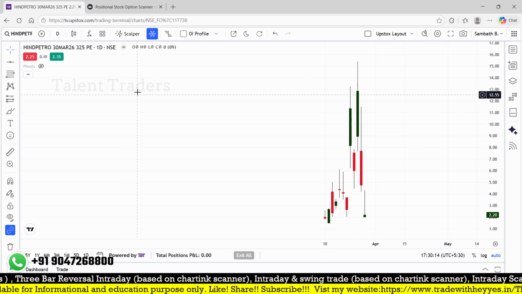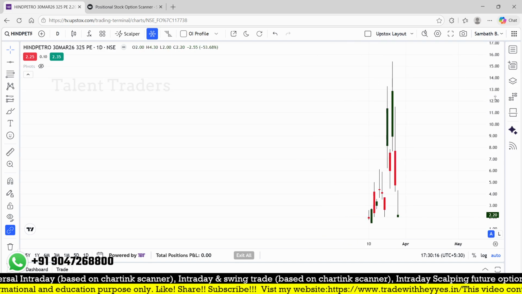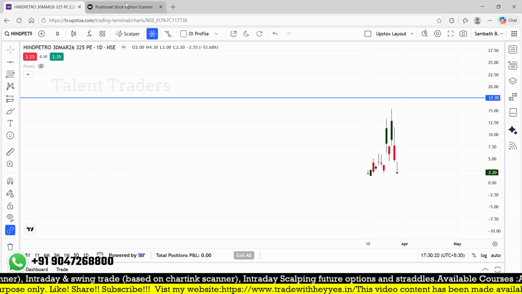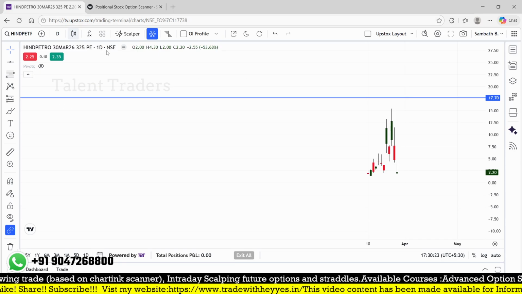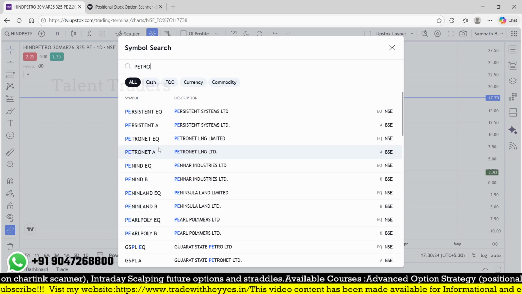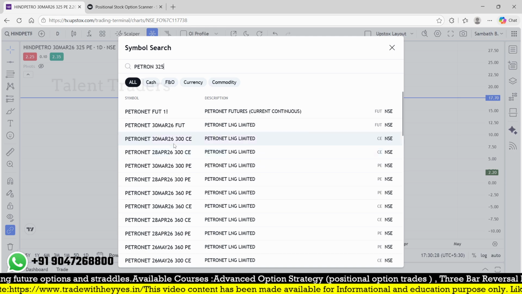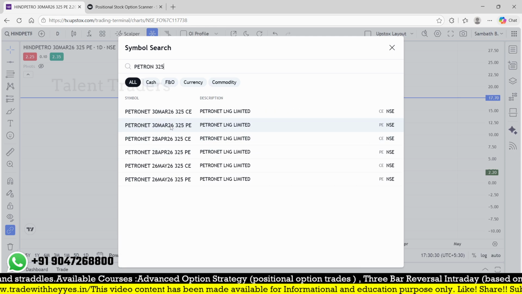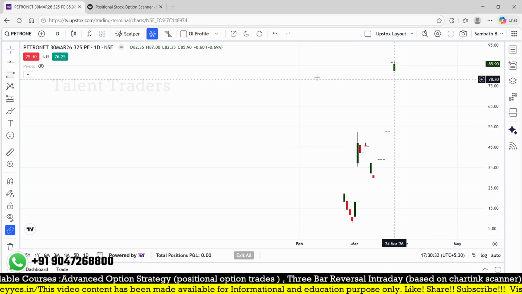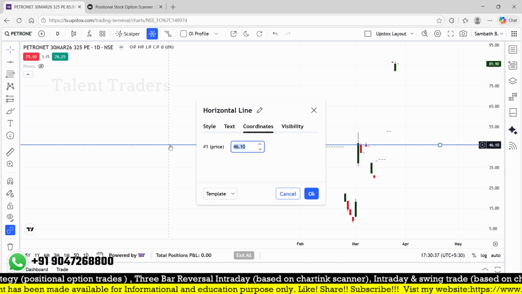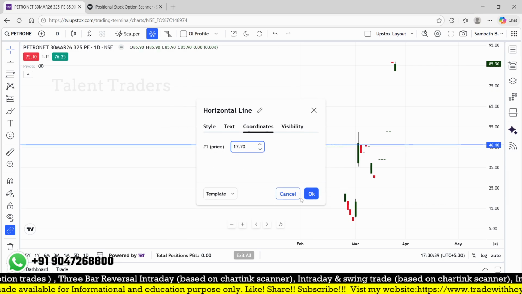Sorry, this was the call. We have to check Petronet 325 put option. The current price is 85, and the breakout we are looking at is 17.7. Okay, 17.7, so I will be marking that.